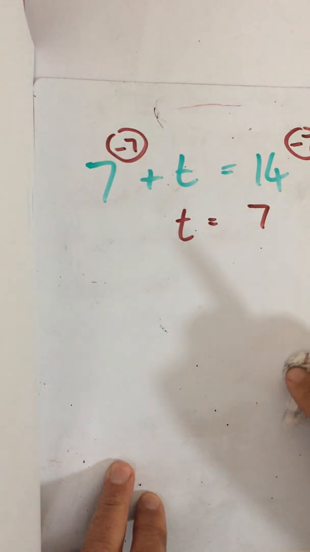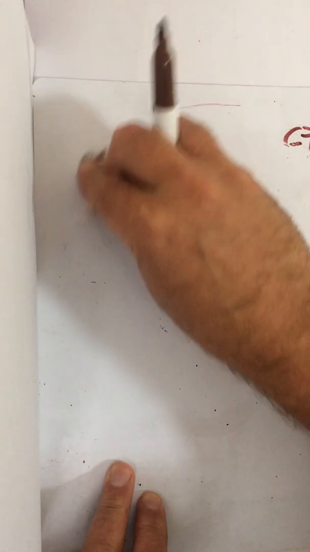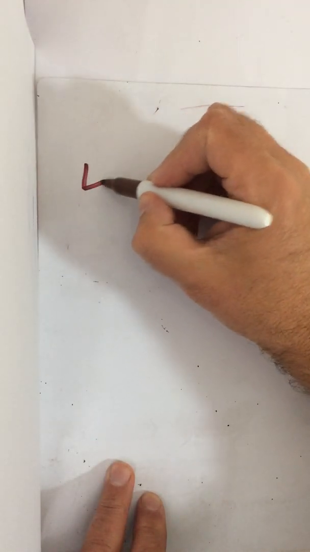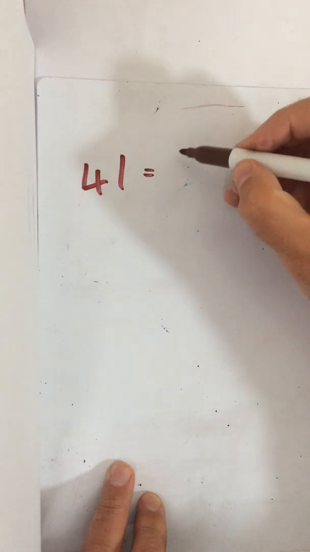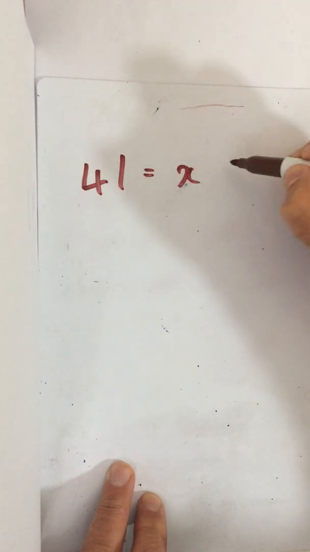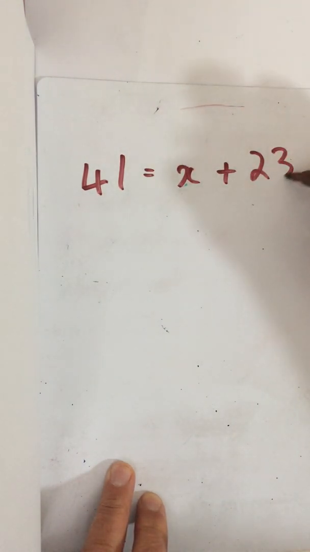Okay, so that's the balance method. Let me just show you another one, which will be a fairly straightforward one. So let's look at this one: 41 is equal to x plus 23.